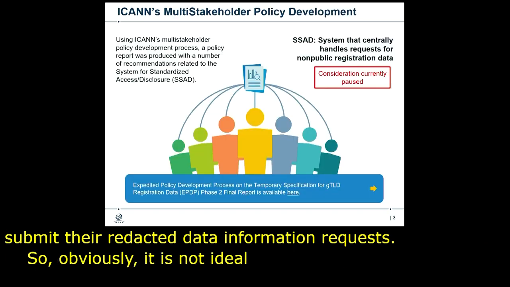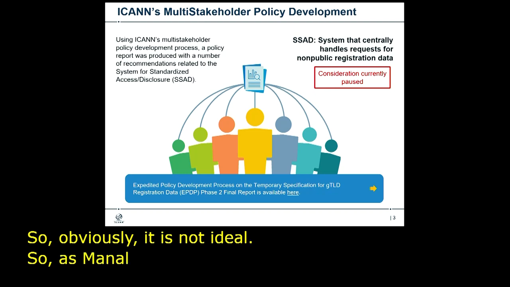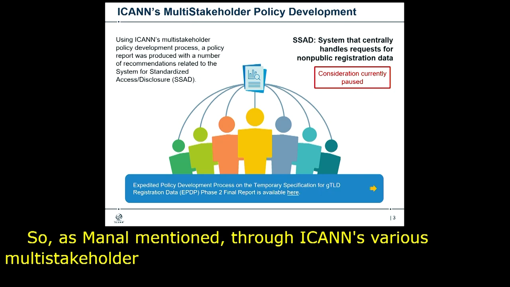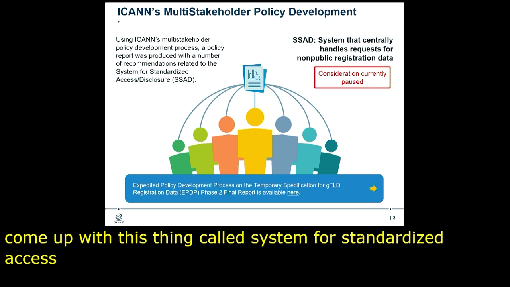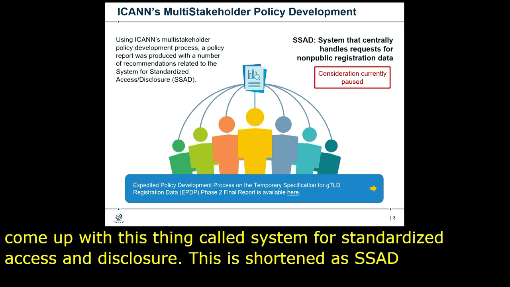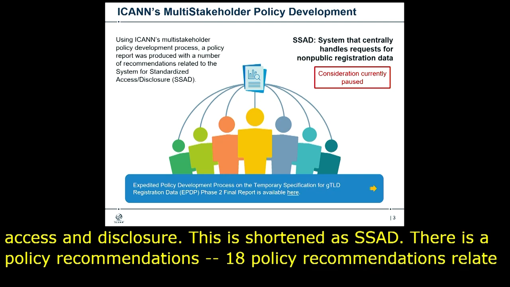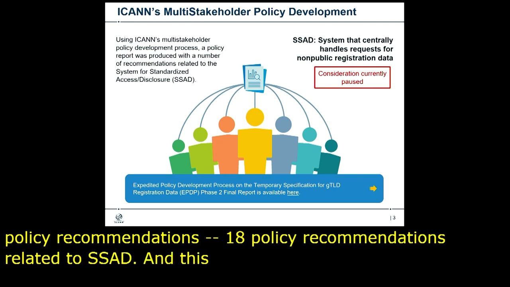So as Manal mentioned, through ICANN's various multi-stakeholder policy development processes, they have come up with this thing called the System for Standardized Access and Disclosure, shortened as SSAD. There were 18 policy recommendations related to SSAD. And this SSAD was envisioned to have pretty great features.